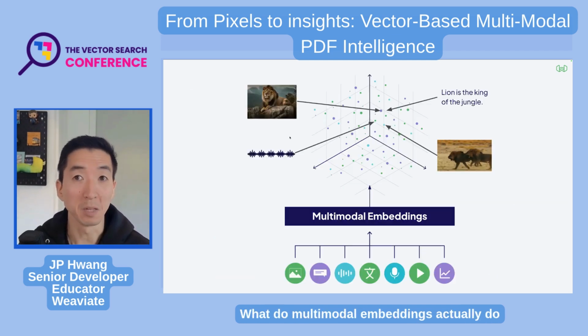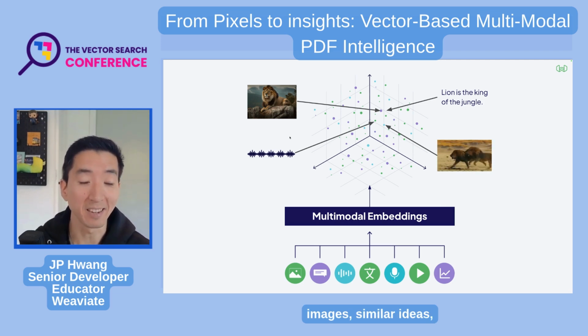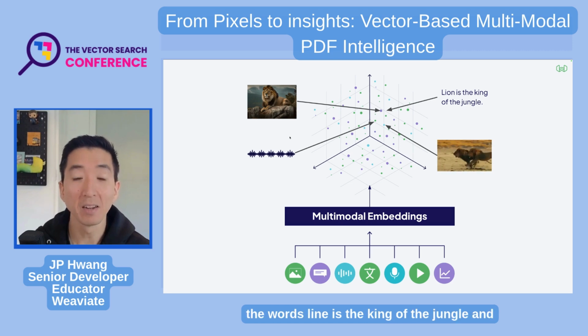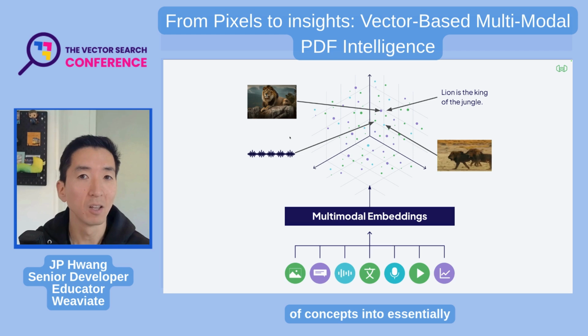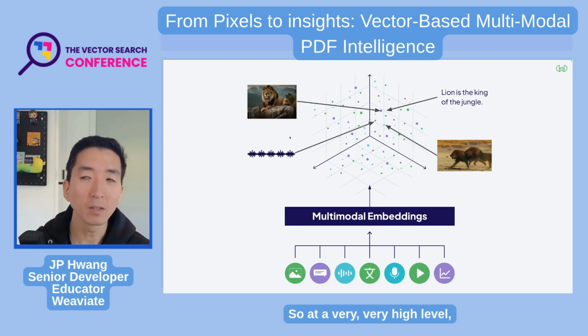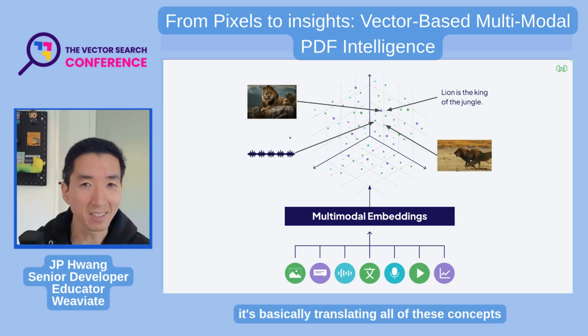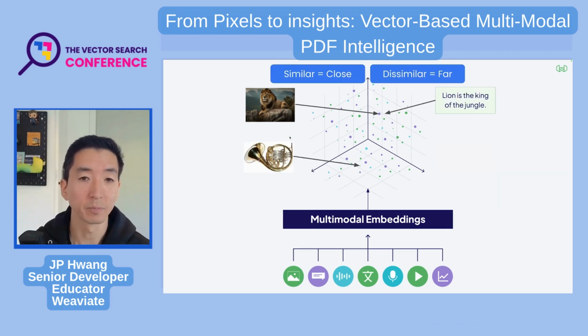What do multimodal embeddings actually do? Well, at a very high level, they can embed all of these similar ideas, whether it's an image of a lion, the words "lion is the king of the jungle," a movie of a lion, or an audio, all of these different modalities of concepts, into essentially similar machine-understandable vectors. So at a very, very high level, it's basically translating all of these concepts into the core embedding language that we can search for similarities.